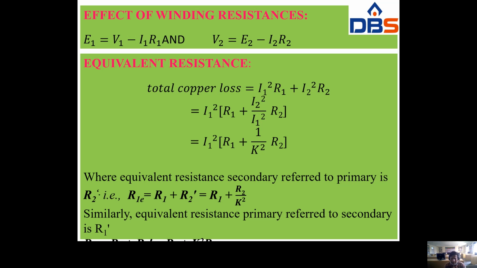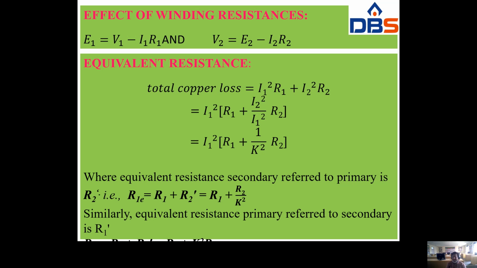Now the total equivalent resistance referred to the primary means the primary resistance is placed as usual, but the secondary resistance is transferred from the secondary to the primary, that is R2 dash. So R1 equivalent is equal to R1 plus R2 dash, that is R1 plus R2 by K square, since we know R2 dash is nothing but R2 by K square.